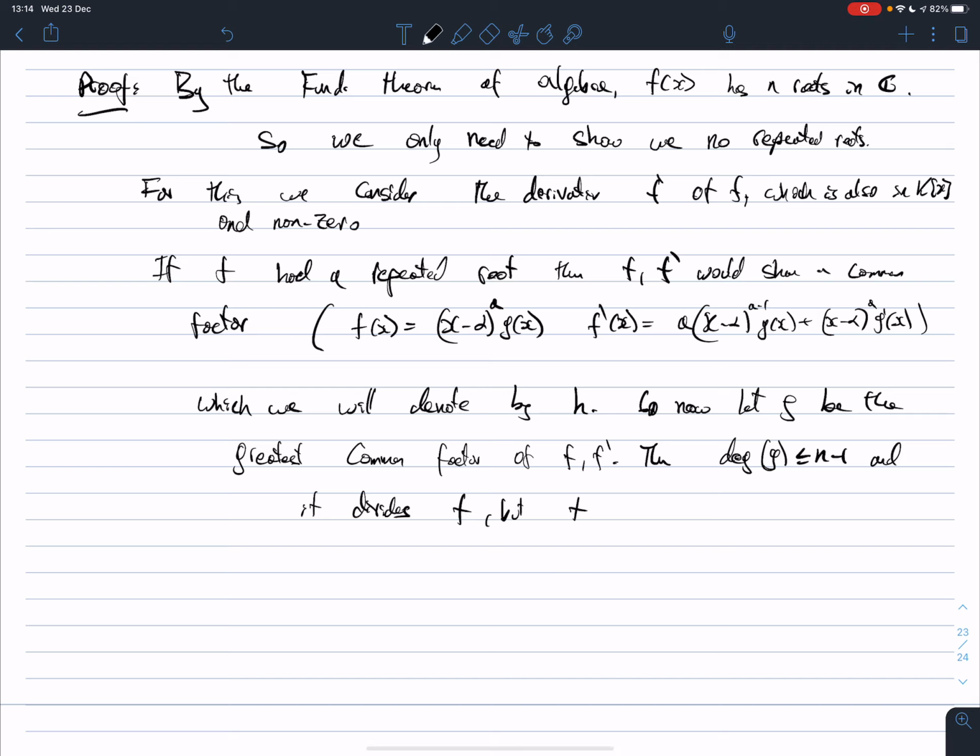But f is irreducible, so g must be constant. It can't be the whole thing because the degree of f prime is strictly smaller than n. So the greatest common divisor must be constant. But then h has to divide g as well, which means h is also a constant.